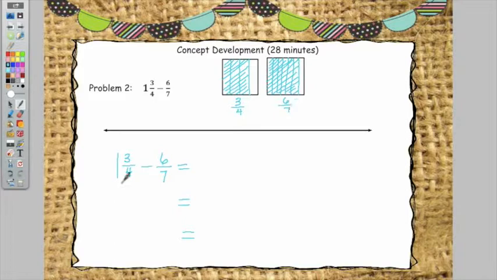So in that case, we have to borrow from the whole number. So we'll make the whole number 4/4 plus the fraction 3/4. And that would be 7/4. So instead of 1 3/4, we've got 7/4 minus 6/7.